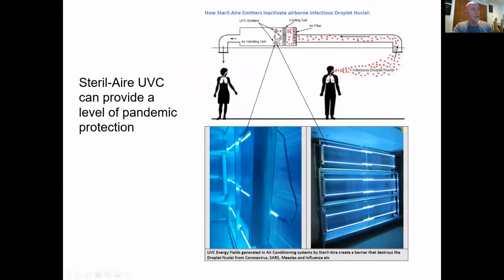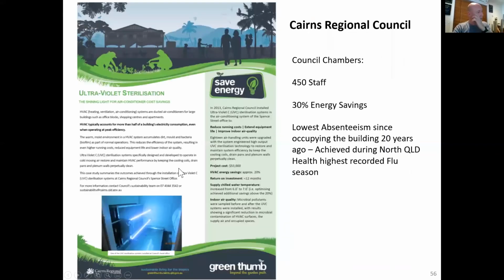So by putting our very high output ultraviolet light on the downstream side of the cooling coil, as the virus comes through, it gets inactivated, and so we have pure air going back to the person. I've got a couple of examples, and then we'll look at the different products.